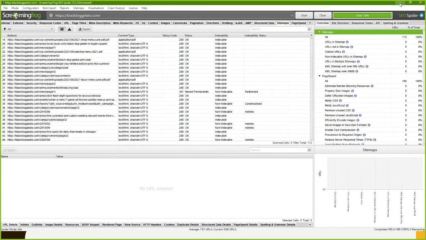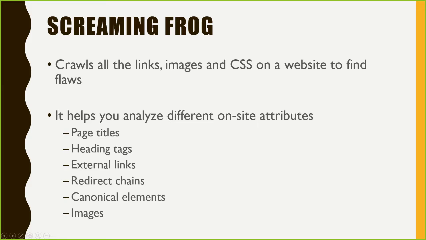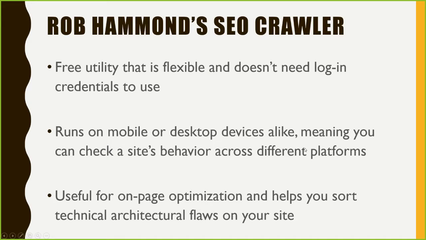But the other tool that we saw as part of our deep site crawling information was one called Rob Hammond's SEO crawler. The deep crawl tool is similar to Screaming Frog, but I believe you have to pay a bit for it. And again, just as a reiteration, Screaming Frog helps you analyze the page titles and the heading tags as we saw earlier, and then of course some images as well. But Rob Hammond's SEO crawler is something a bit similar to Suval, where it helps showcase for free some items of your website.